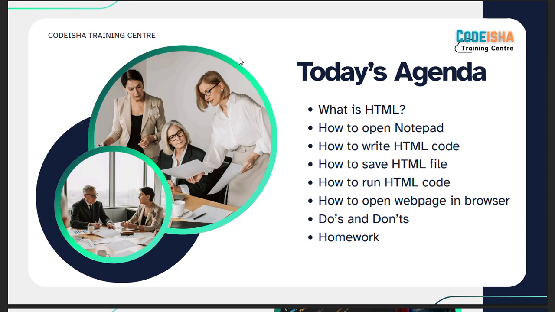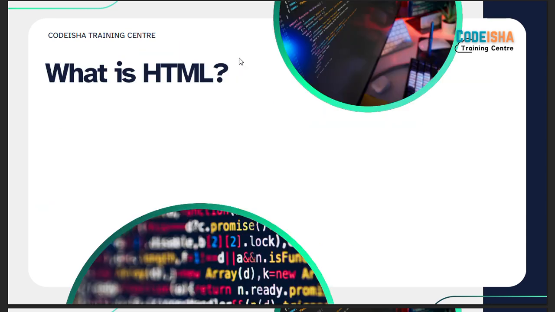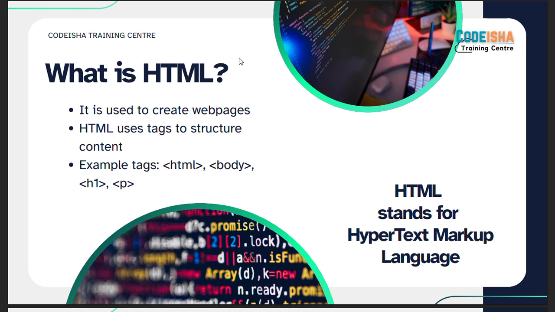Okay, so coming to what is HTML. HTML stands for hypertext markup language, right? It is used to create web pages, and HTML uses tags to structure the content. Okay, so here are some simple tag examples: html, body, paragraph tag, h1 tag, heading tags, div tags, and image tags, right? So we have a lot of tags in HTML to structure the content.